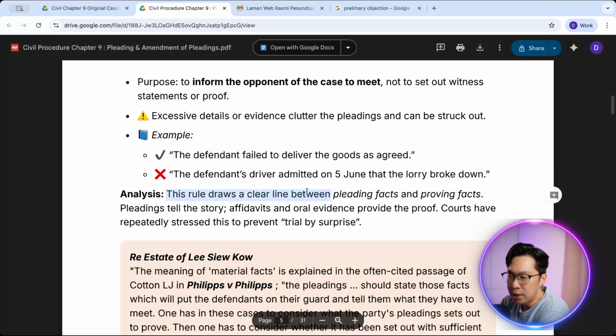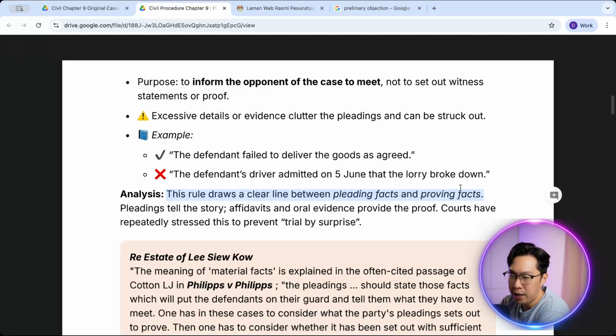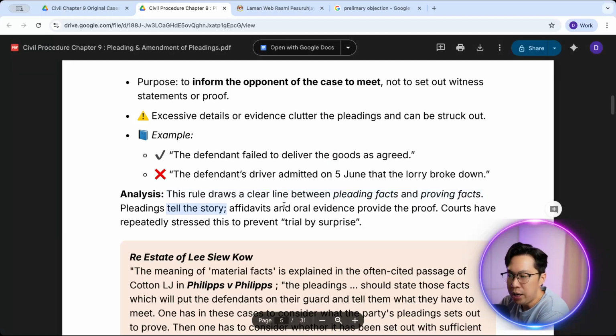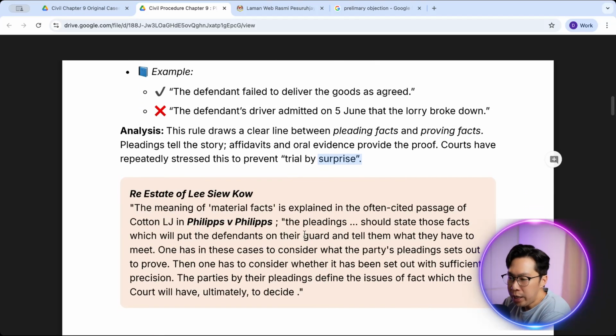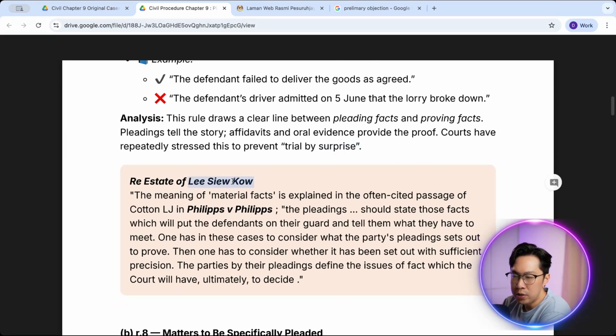The rule draws a clear line between pleading facts and proving facts. Pleading tells the story. Courts have repeatedly stressed this. So you don't go and analyze the fact. It is for the judge to analyze the fact. You only write down what the facts are. In Re Estate of Lee Xiao Q, you can quote this case.